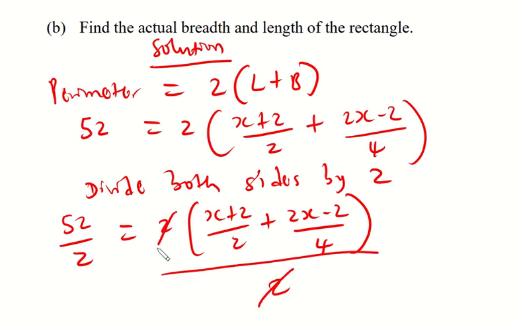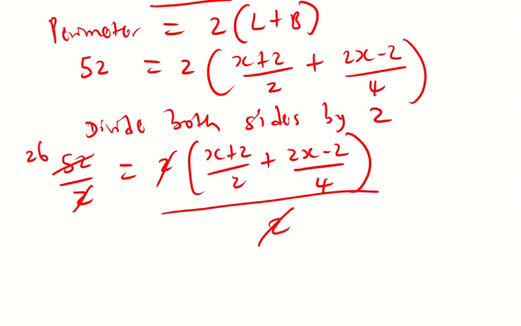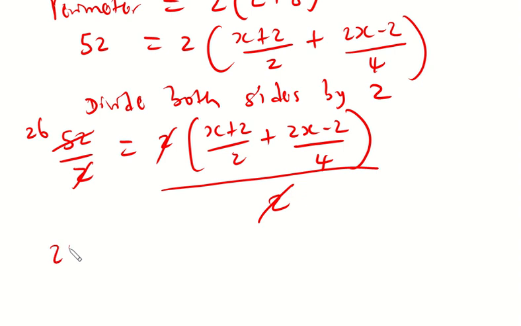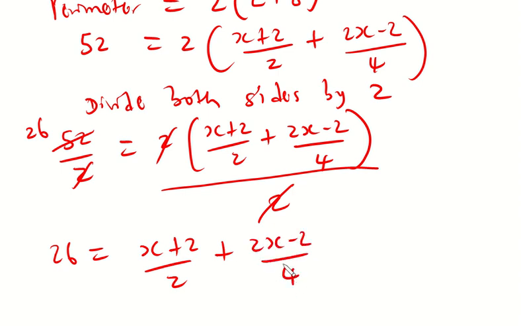So 2 will cancel these 2, right? Let me just show you clearly now. Now 2 into 52, what would that give you? 26. Good. So I can see 26 is equal to (x plus 2) over 2 plus (2x minus 2) over 4. Remember, we're looking for the value of x. So what will I do next now? As we usually do, wait, I'm coming on.